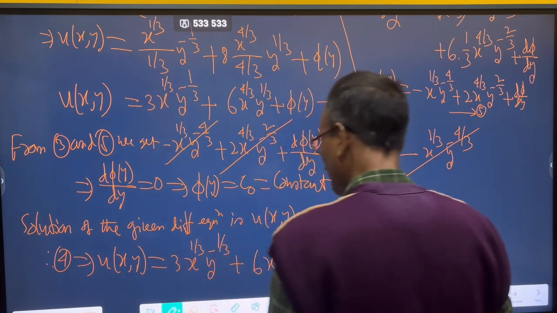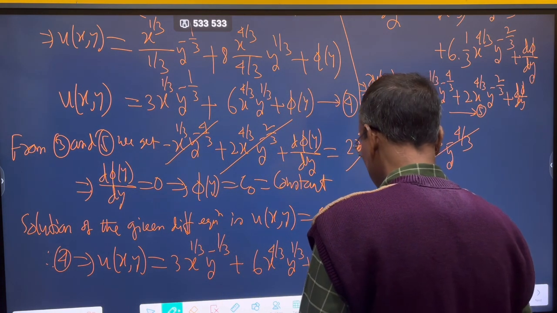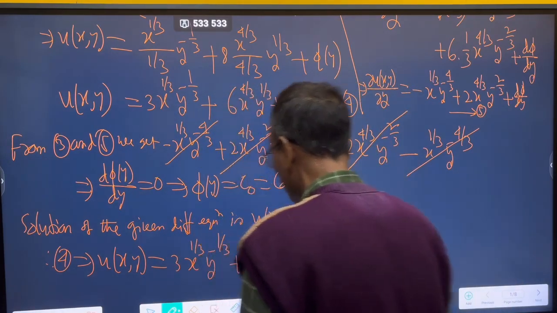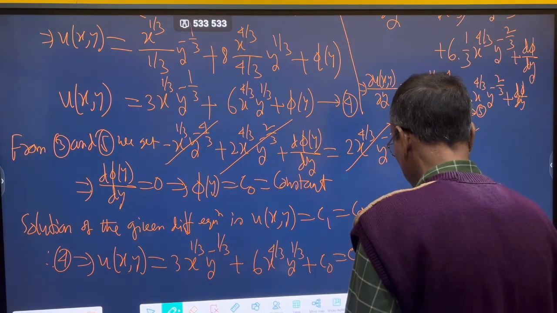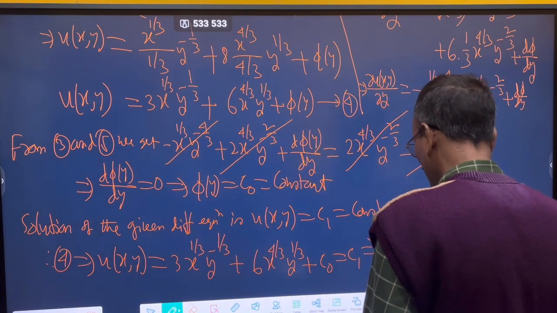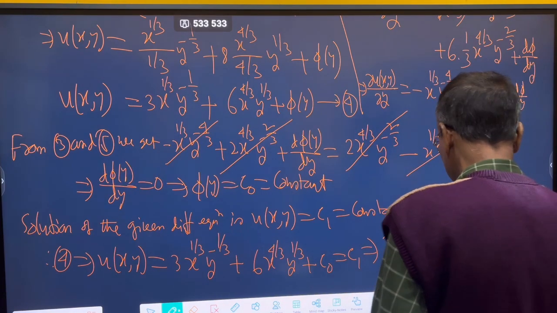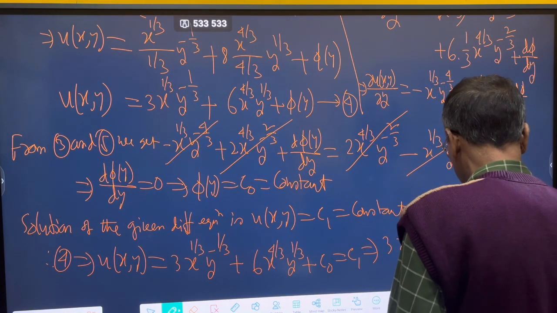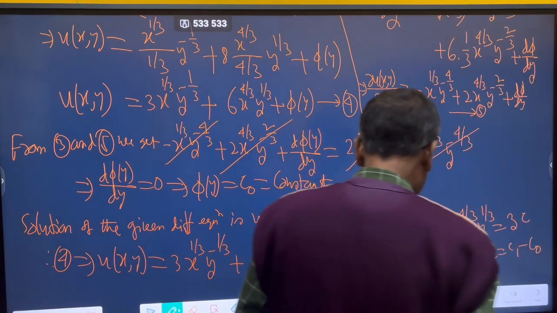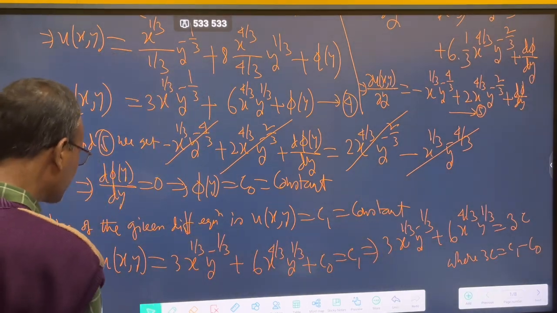This means 3 x to the power 1 by 3 y to the power minus 1 by 3 plus 6 x to the power 4 by 3 y to the power 1 by 3 equal to 3c, where 3c is equal to c1 minus c naught.